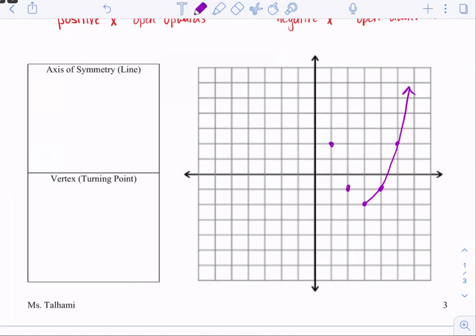So I'm just sketching a random example. So here's a graph of an equation of a quadratic function, or a parabola. I'm just going to label it f of x because I don't have the equation. I just came up with this sketch.